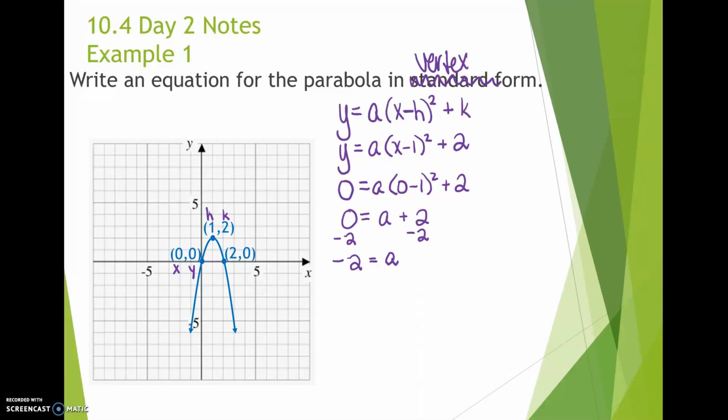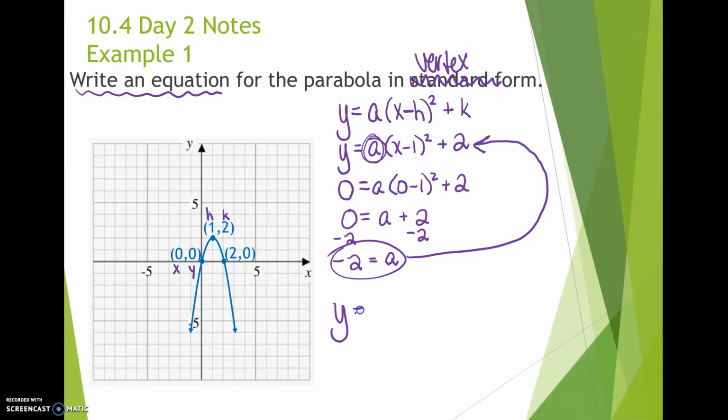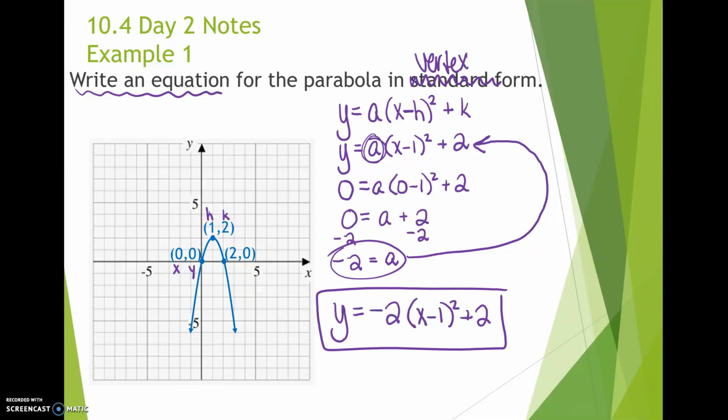Our educational system has kind of brainwashed you into thinking that once you get a equals -2, there, I solved it, I'm done. You aren't actually done. This problem says, write an equation. Don't just find a. A is part of the process. We need to go back to the step where we had the vertex in there. And now that we know what a is, we can write a in there. So y equals -2 times the quantity x minus 1 squared plus 2. Don't forget about the square on the parentheses.